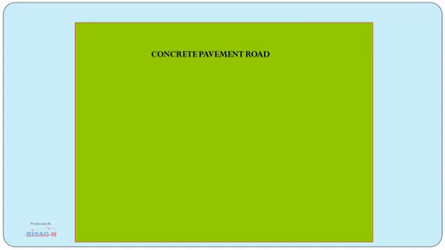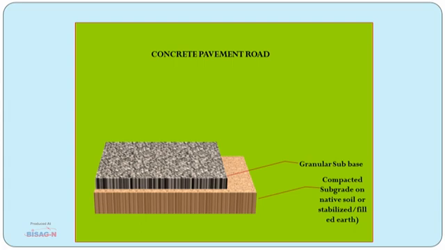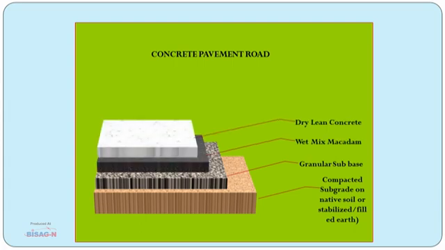The next pavement is the concrete pavement road. We already discussed subgrade, granular subbase and WBM in the previous slides. Here we will talk about the DLC. What is DLC? DLC, dry lean concrete, is a subbase of the rigid pavement. It provides adequate support for the concrete slab and the paver. Basically, it is plain concrete with a large ratio of aggregate to cement.